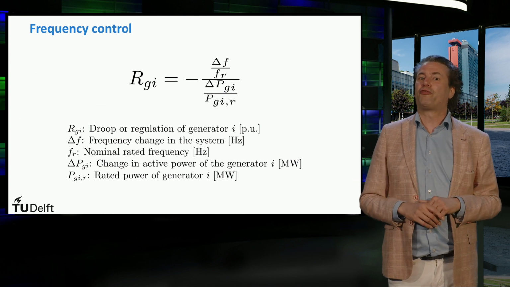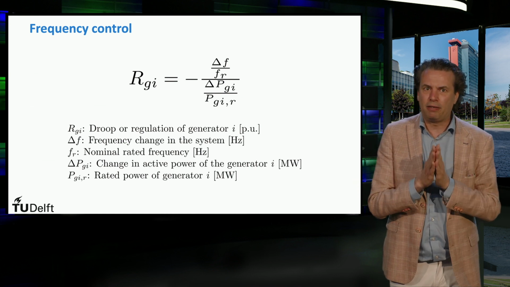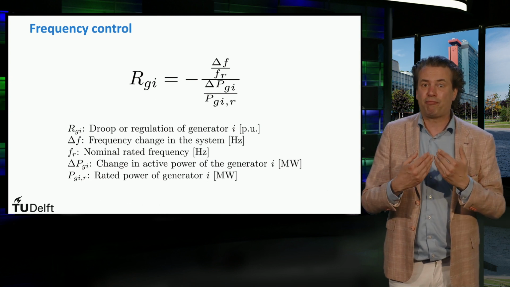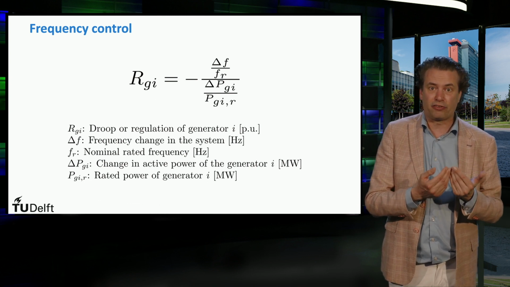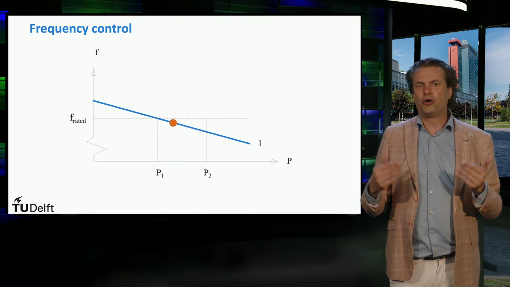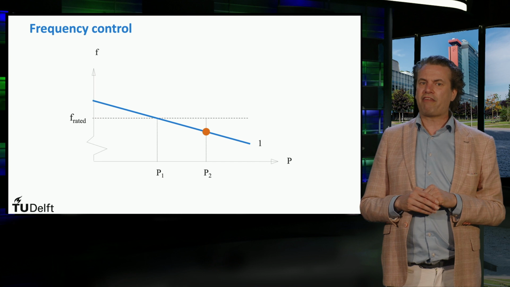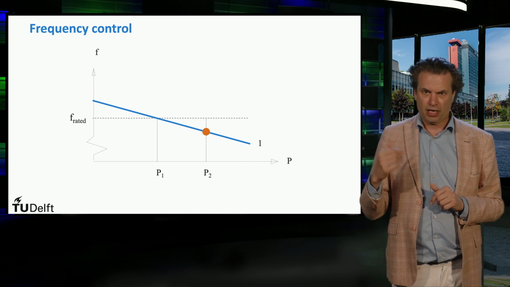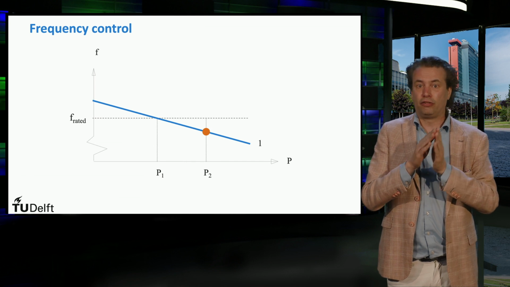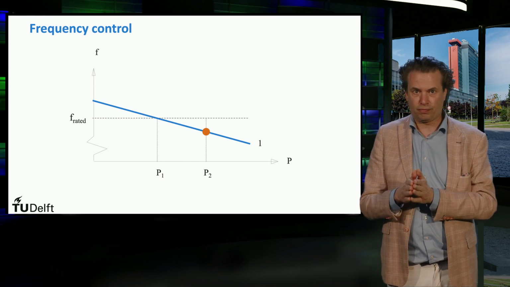The droop is the frequency drop in per unit of the rated frequency when the active power output of the generator rises from no load to full load. The droop characteristic is shown graphically on your screen. As you can observe, as the power increases, the frequency decreases.